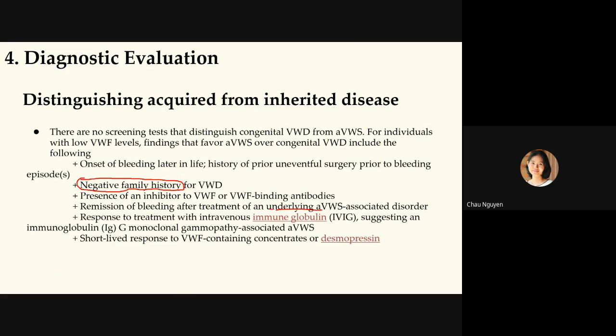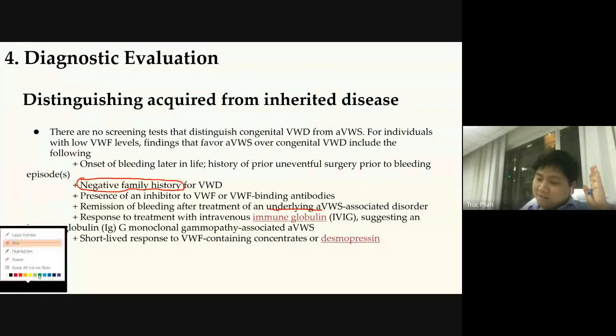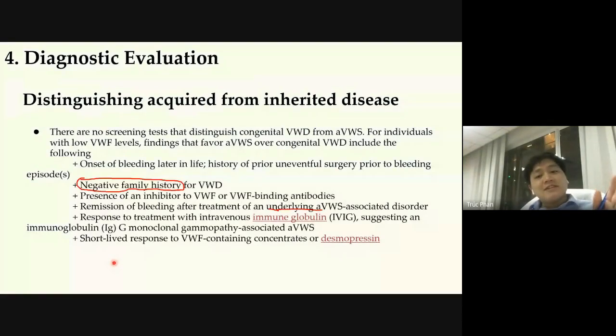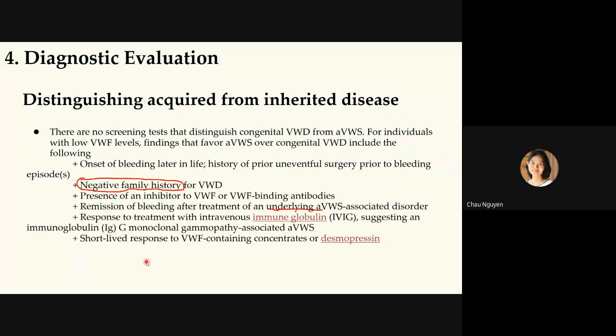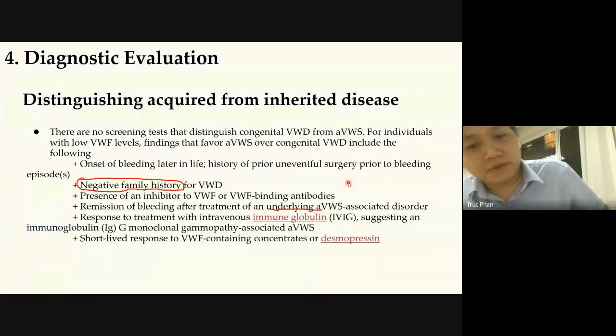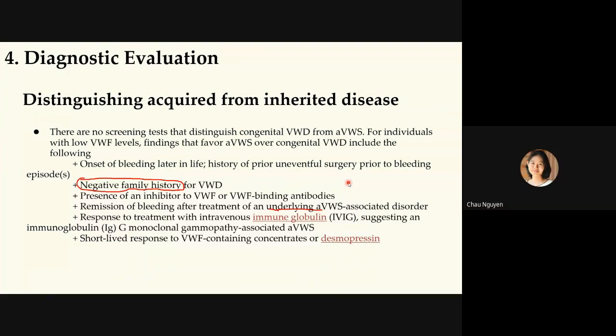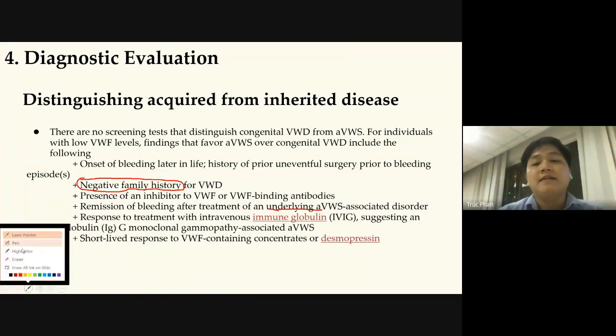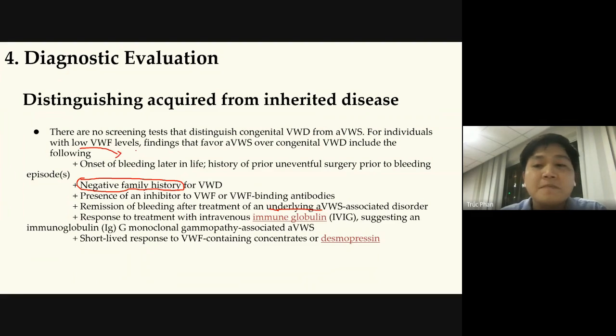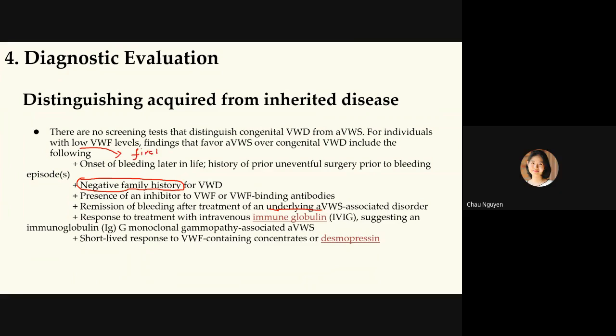Okay. Anyway, we must demonstrate that the patient has low von Willebrand factor activity first. In both congenital VWD and aVWS, the activity is low. Yeah, right. I totally agree with you at this point, but the first thing is to demonstrate the low activity, and after that, based on the clinical background, we can distinguish the two entities. Okay, let's move.